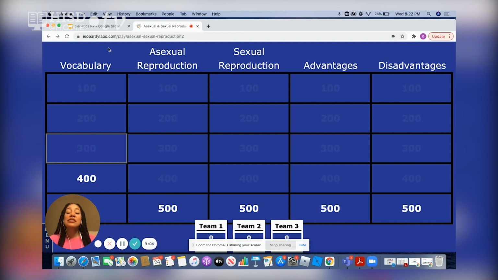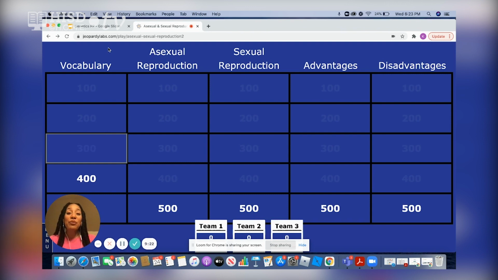Because the parents and the offspring are different from each other, if a disease kills the parent, it might not kill the offspring because they have different genes. And a disadvantage of sexual reproduction is that because it requires two parents, it takes time. You have to find a mate.